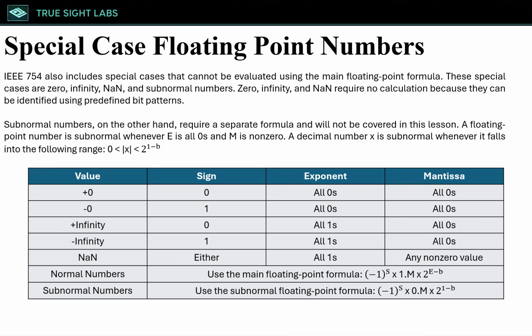IEEE 754 also includes special cases that cannot be evaluated using the main floating point formula. These special cases are 0, infinity, NaN, and subnormal numbers. 0, infinity, and NaN require no calculation because they can be identified using predefined bit patterns. Subnormal numbers, on the other hand, require a separate formula and will not be covered in this lesson. A floating point number is subnormal whenever E is all zeros and M is non-zero. A decimal number x is subnormal whenever it falls into the following range.